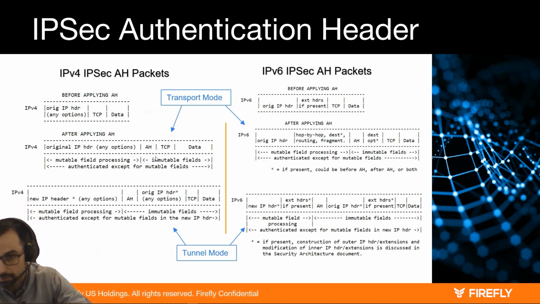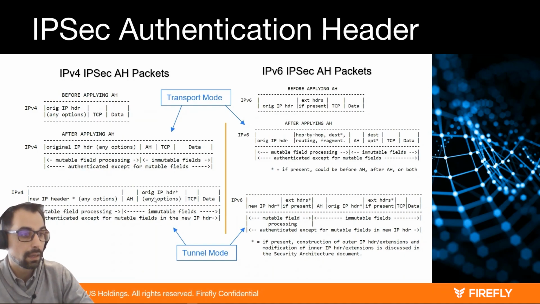And finally, I'm just moving a little bit myself. You see here, in this case, the same concept, but in tunnel mode. So in this case, we do have a new IP header, also new source and destination addresses. So in this case, yes, the original IP header is also part of the immutable field. So we're going to authenticate also the source and destination portions of the packet.